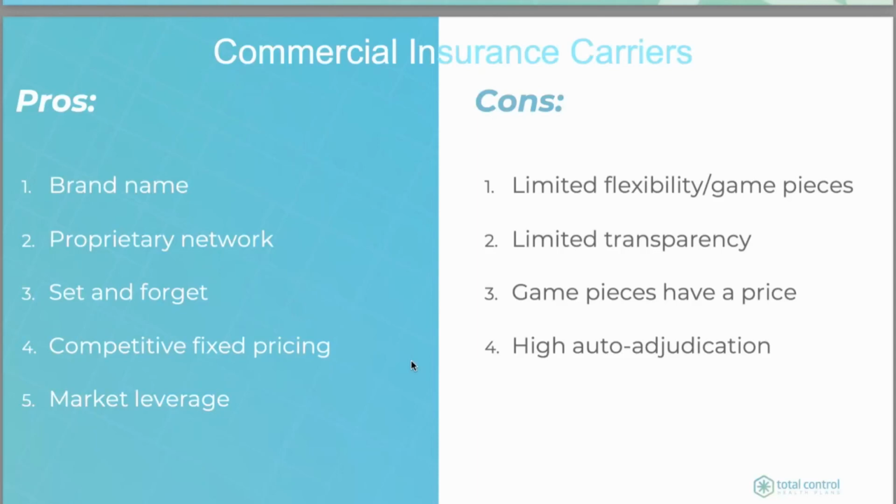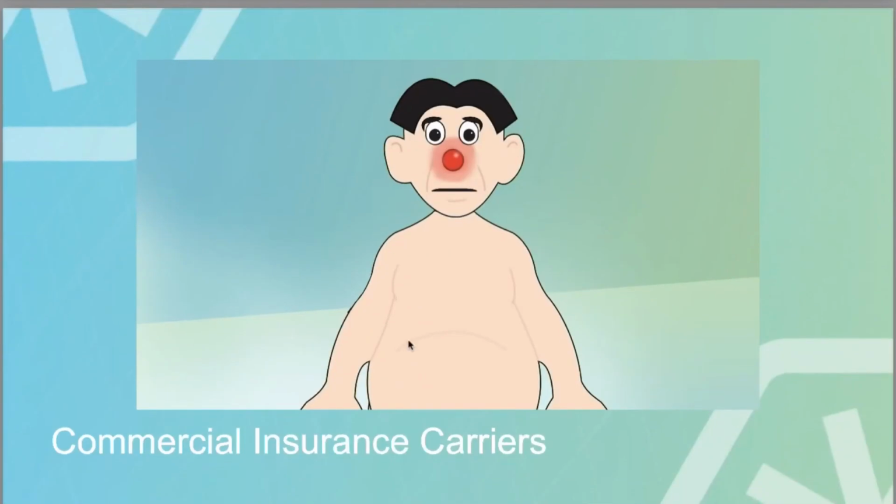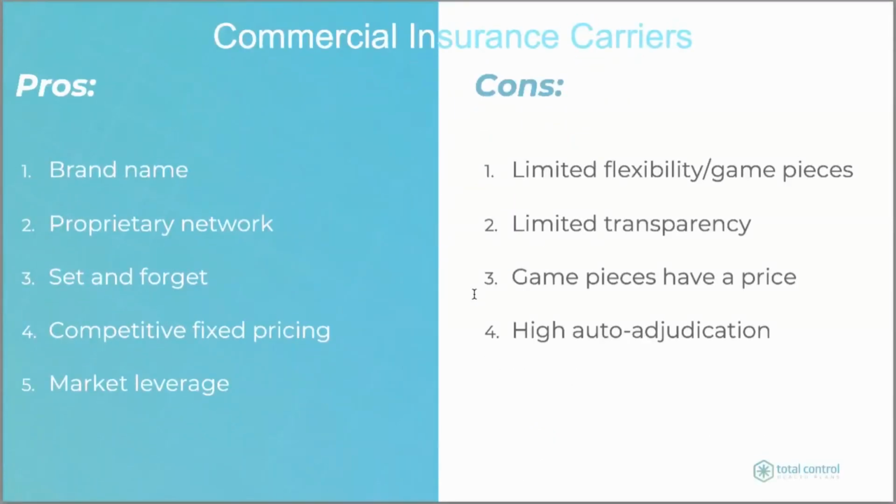What are the things that we want to think about, though? Why wouldn't we want to work with a commercial insurance carrier? Number one, if we move back to our game board here, it's hard to play a game with no pieces. It's hard to win that game. And generally speaking, with a commercial insurance carrier, we've got limited flexibility in terms of being creative, thinking outside the box, or trying to play the game in a strategic way.